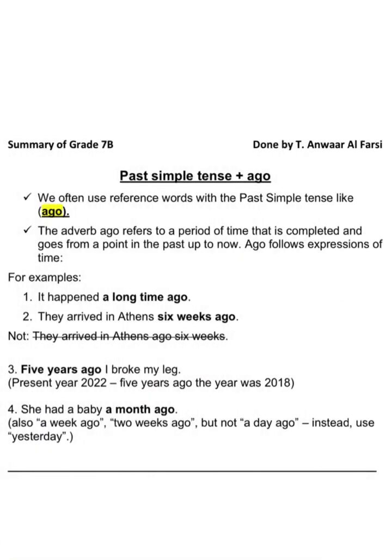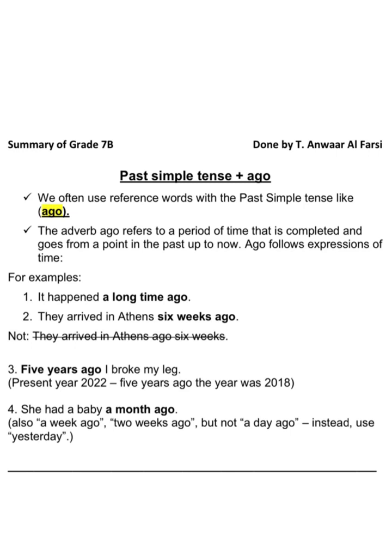Next is the past simple tense plus ago. We often use reference words with the past simple tense, like ago. The adverb ago refers to a period of time that is completed and goes from a point in the past up to now. Ago follows expressions of time.